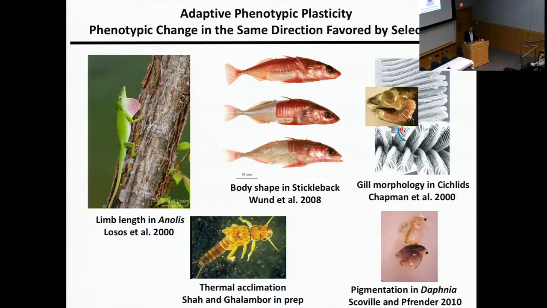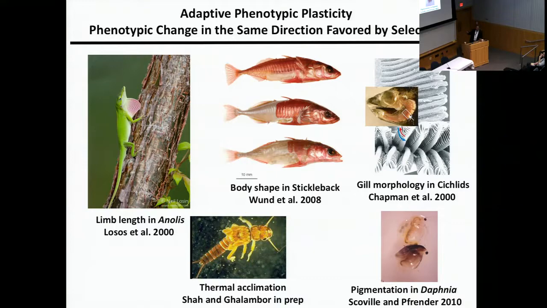Sometimes this is referred to as a co-gradient pattern, where the direction of plasticity is in the same direction favored by evolution. This is actually something that Falconer talked about in an agricultural setting in breeding experiments, what he referred to as synergistic selection. And there's numerous examples. I've just highlighted a few up here.